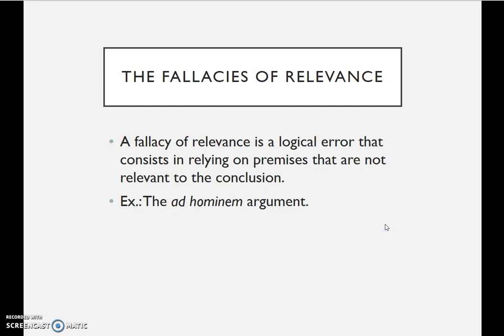Incidentally, this example that we just looked at is one of the fallacies of relevance, which is the first group of fallacies that we're studying this week. The fallacies of relevance are all those logical errors that consist in relying on premises that are not relevant to the conclusion. For example, all the insults piled up against Bill Maher in the example that we have just discussed are irrelevant. They have no bearing on whether his arguments are good or bad.